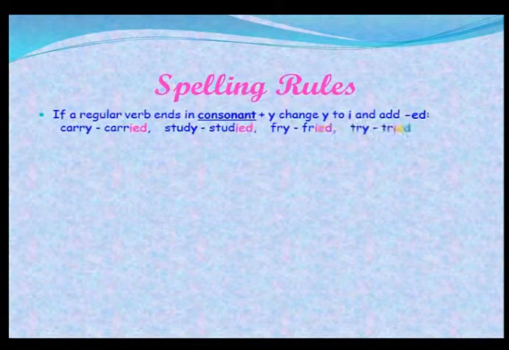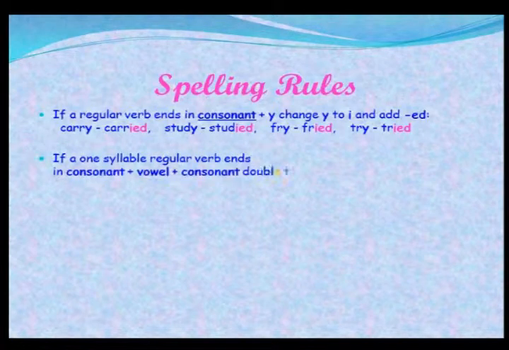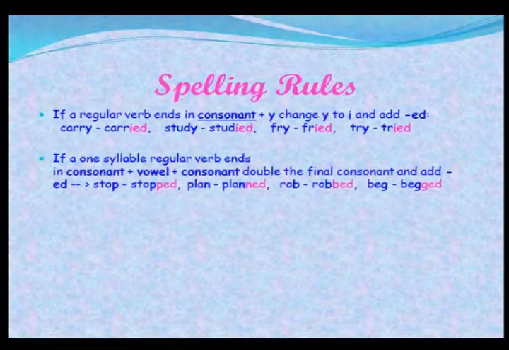So for the spelling rule, more: if it is a regular verb ending in consonant plus y, the y changes to i and we add ed. Example: carry, carried; study, studied; fry, fried; try, tried. If it is a one-syllable regular verb ending in consonant plus vowel plus consonant, double the final consonant and add ed. For example, stop has only one syllable: o is a vowel, p is a consonant, so we double it. You see, stop, and we double p.